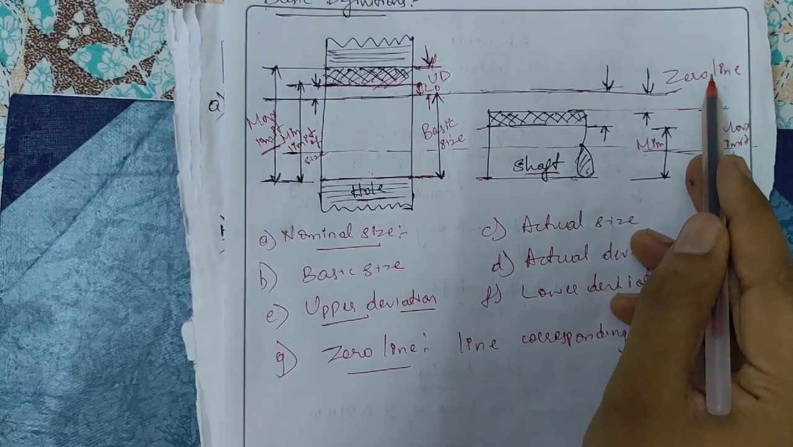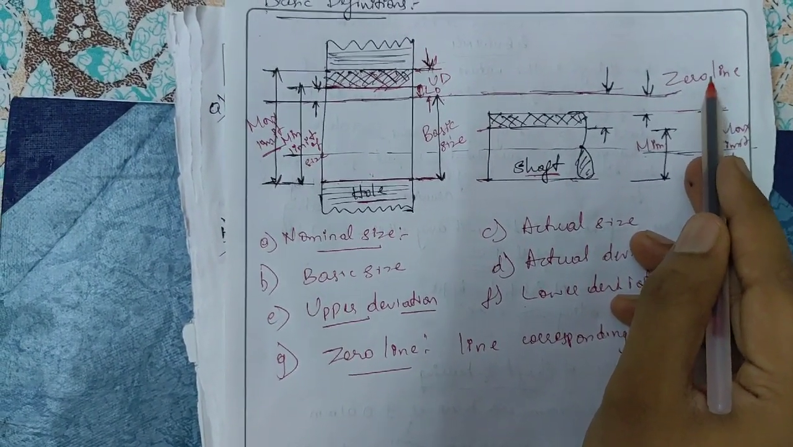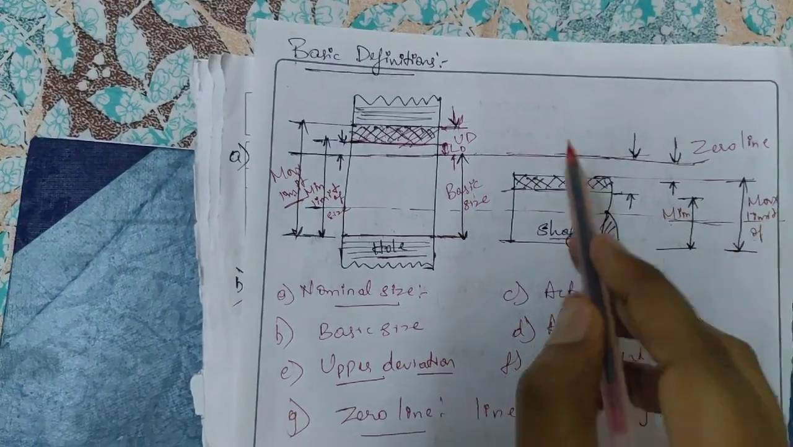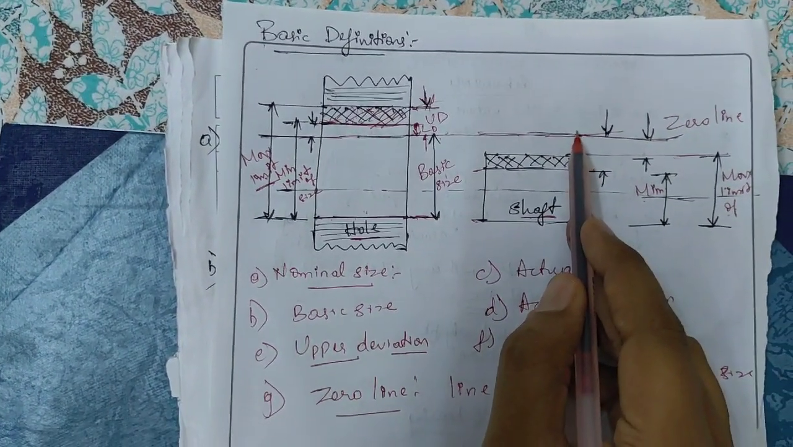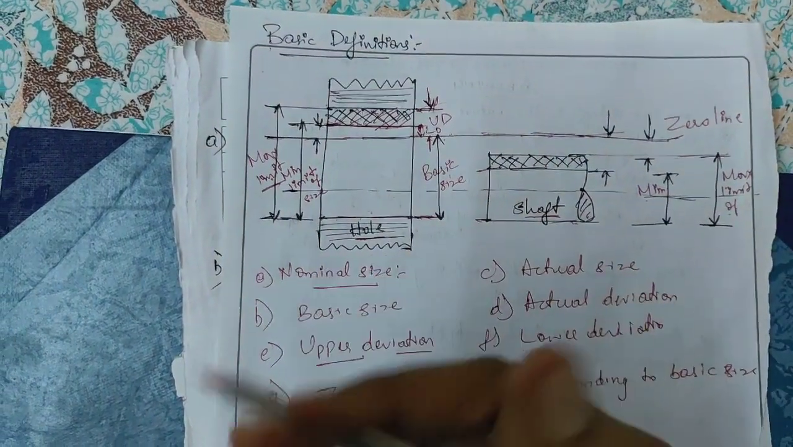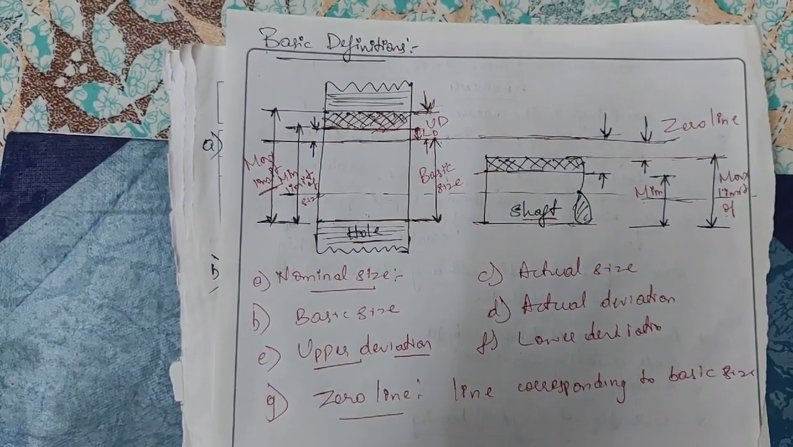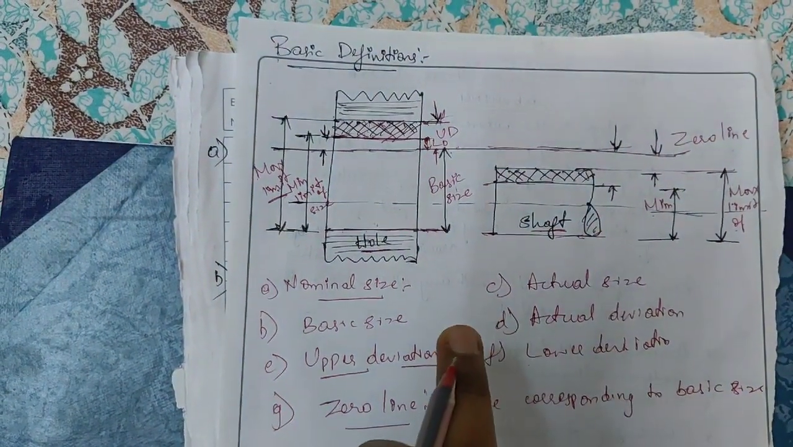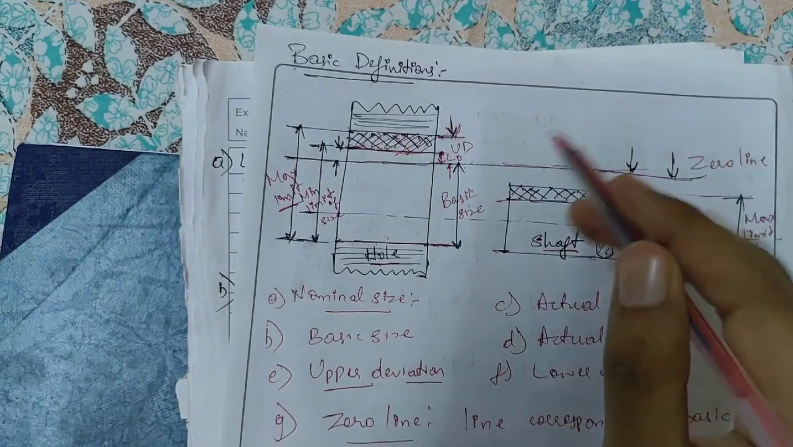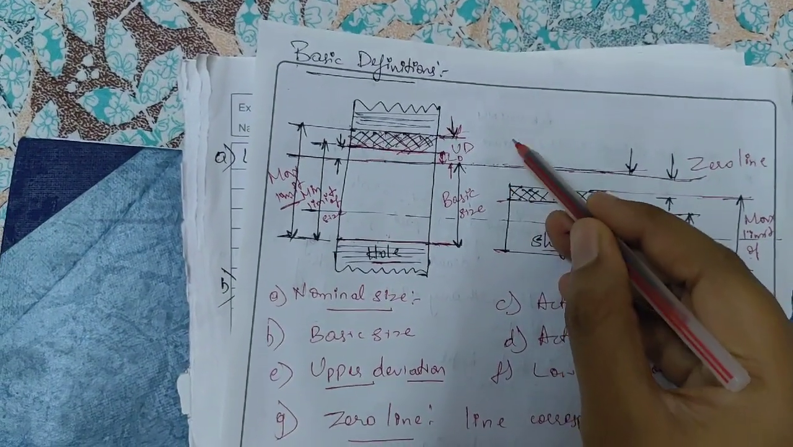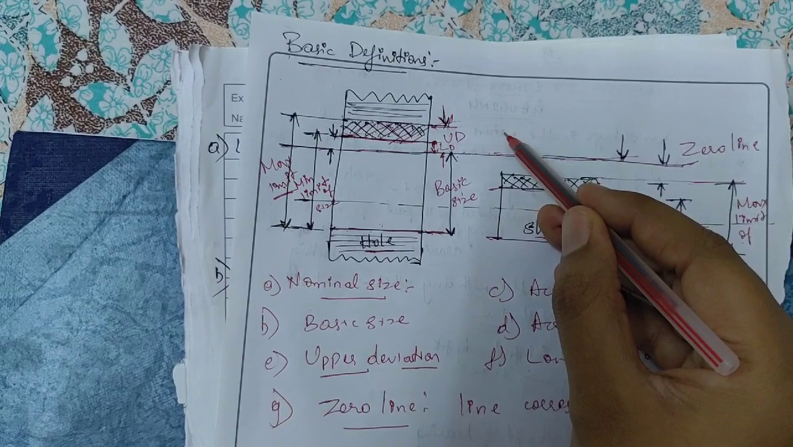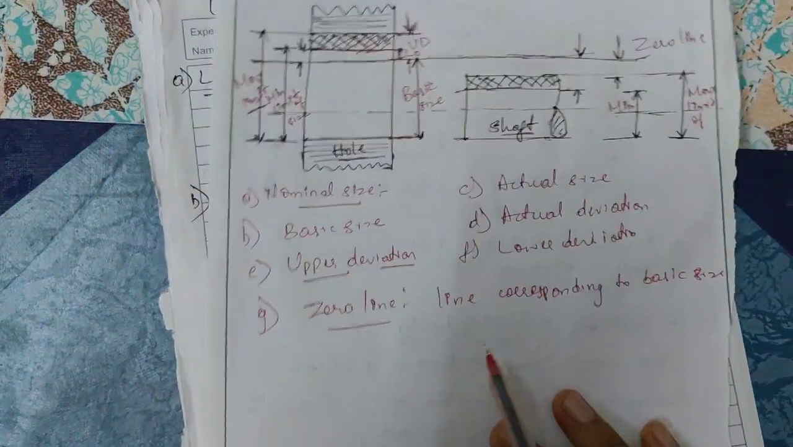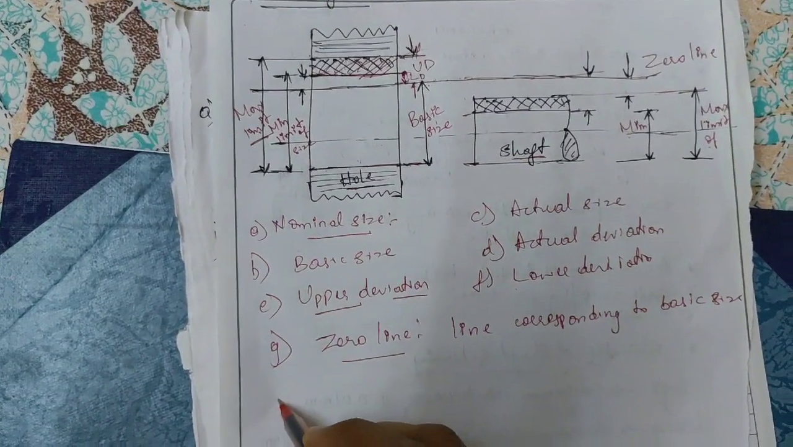In the graphical representation of limits and fits, all the deviations are shown as per the zero line. This zero line is very important. In the graphical representation of any limits and fits, the deviation has to be shown as per the zero line. The positive deviations are above the zero line. So any values above the zero line we can call as what? Positive deviation, and below the zero line we can call it as what? Negative deviation. Yes or no?